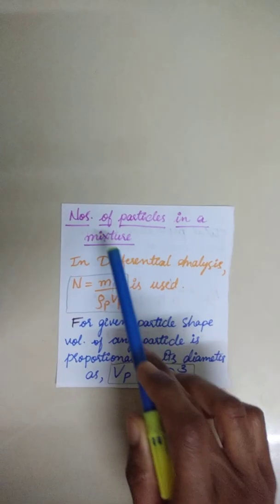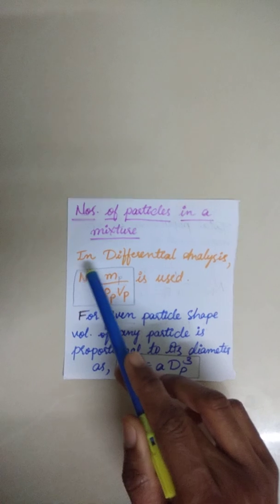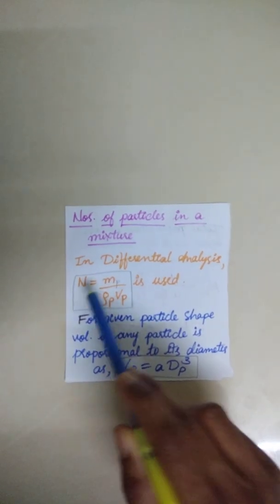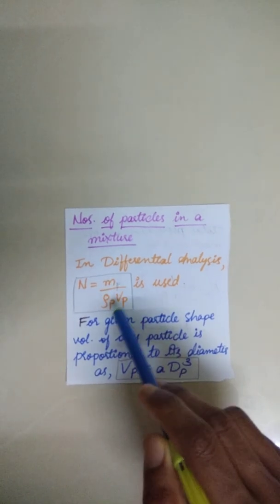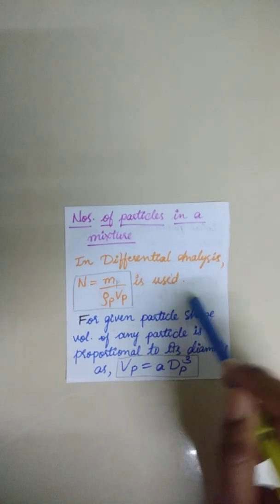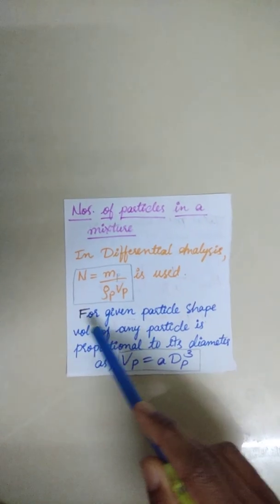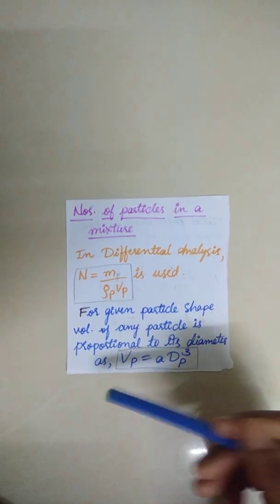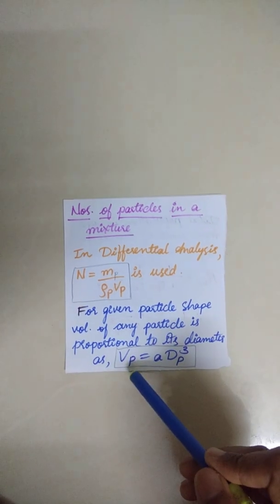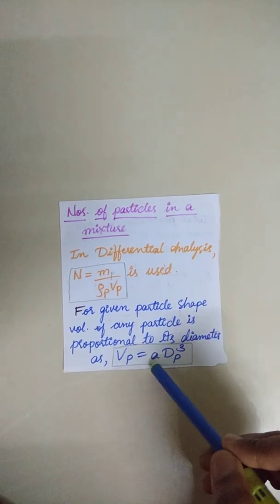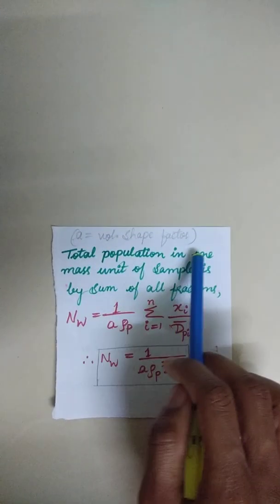So lastly we are seeing the number of particles in a mixture. This is for the differential analysis. Here, capital N is given by the mass of the particle divided by ρp into Vp, used for the mixture of particles. Also, for a given particle shape, the volume of any particle is proportional to its diameter cubed, and a is the volume shape factor. See here I have given.